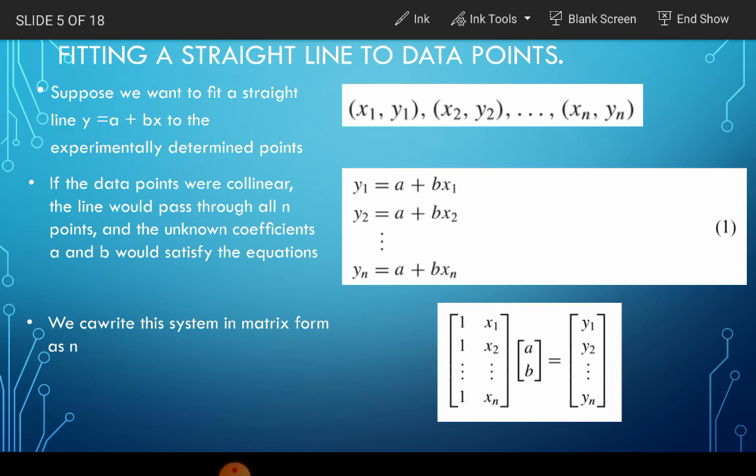Suppose we want to fit a straight line y equals a plus bx to the experimentally determined points, that is x1, y1, x2, y2, x3, y3 until xn, yn. If the data points were collinear, the line would pass through all n points, and the unknown coefficients a and b would satisfy the equations. So let's see equation 1. We have y1 equals a plus bx1, y2 equals a plus bx2 until yn equals a plus bxn.